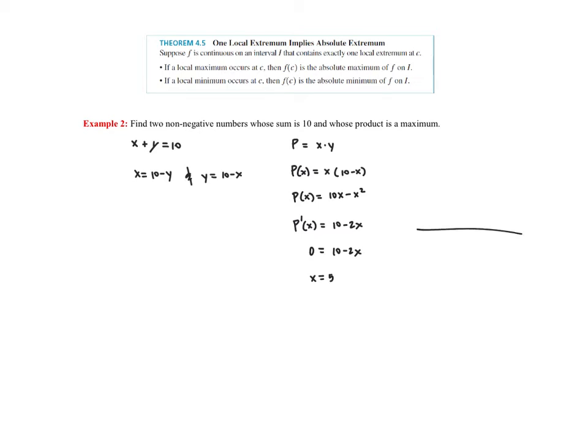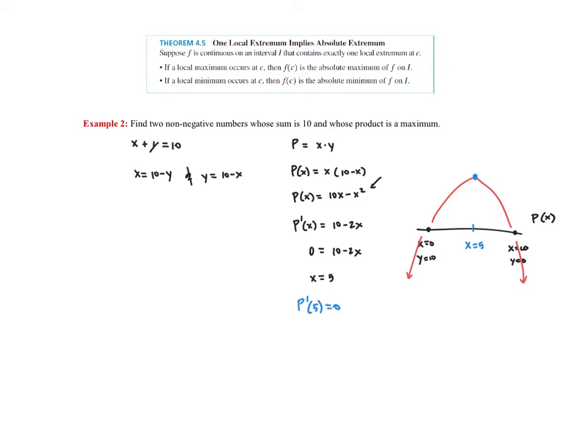Okay, so let's maximize. Let's first look at the product function in terms of x. I know if x equals 0 and y equals 10, or if x equals 10 and y equals 0, my product would be 0. If you look at this function, p of x, it's a quadratic that opens downward. So for any quadratic, if we've got their x-intercepts, their max value will actually be the midpoint of those two x-values. So we would expect a max value for this product when x equals 5. Now, in what other way could I confirm this? Well, I know p prime of x equals 0 at x equals 5. So that tells me p prime at 5 equals 0.